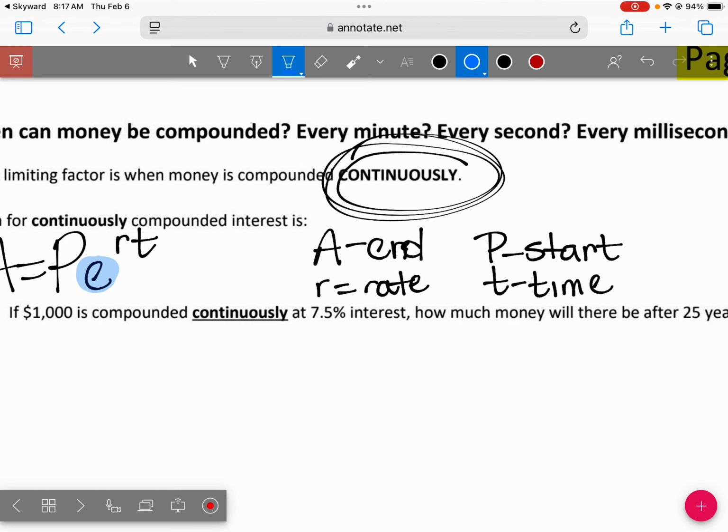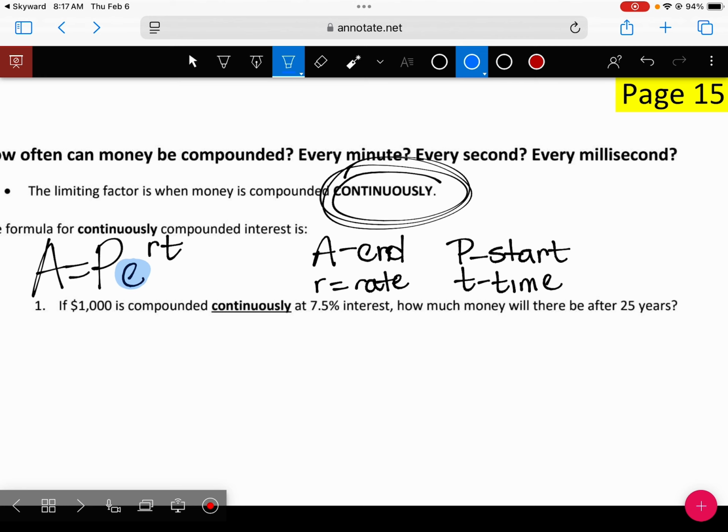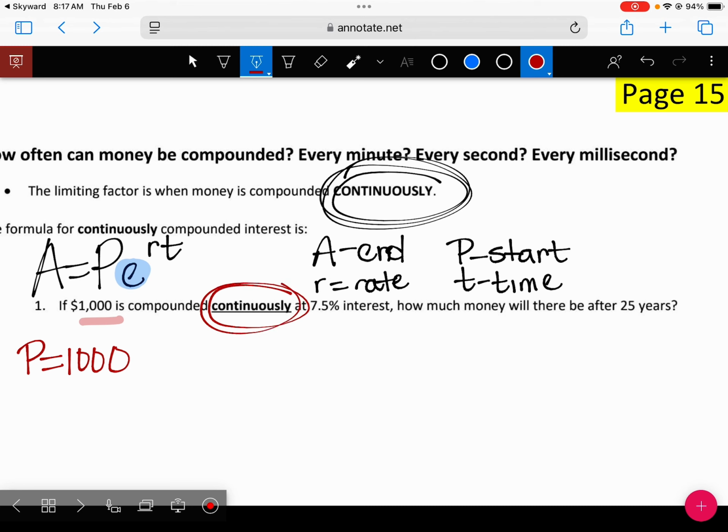So we got a pretty laid back day. We're just going to practice with some formulas. A lot of calculator work today. It's all calculator. So for number 1, it says you have $1,000. So that would be your starting amount. Compounded continuously. Your rate is 7.5%.